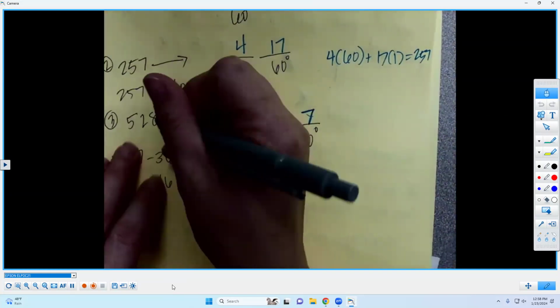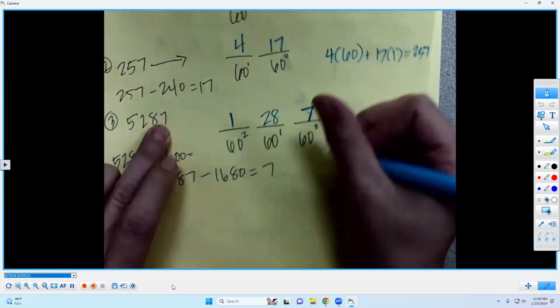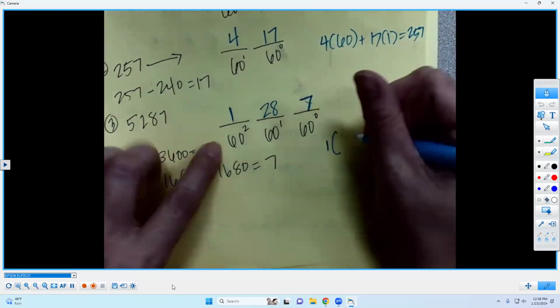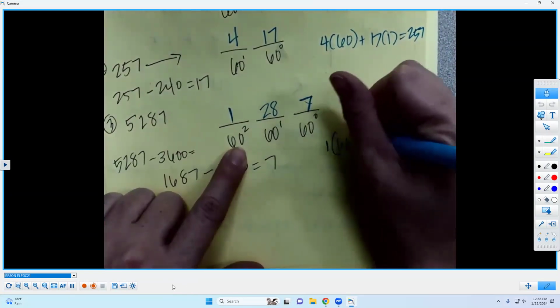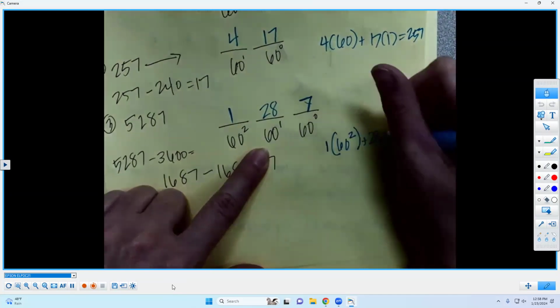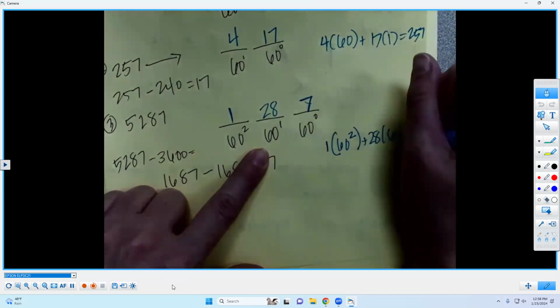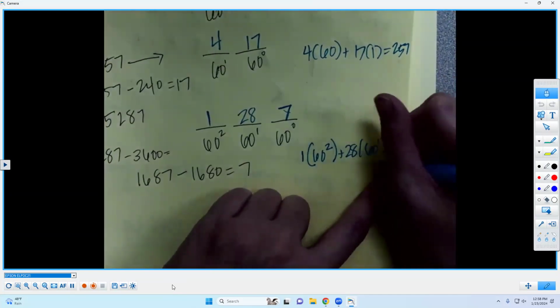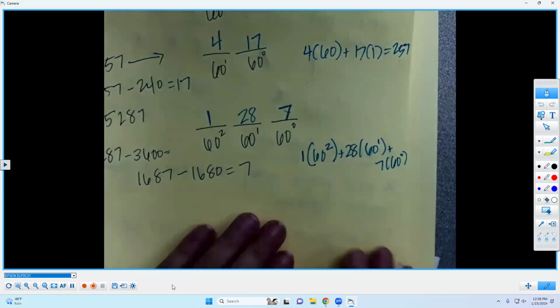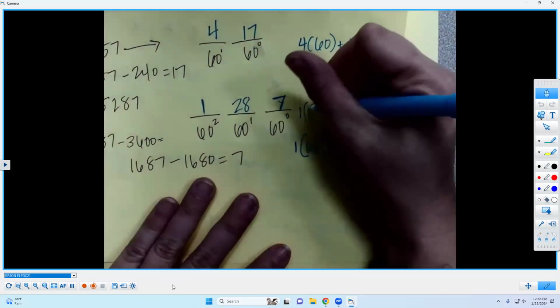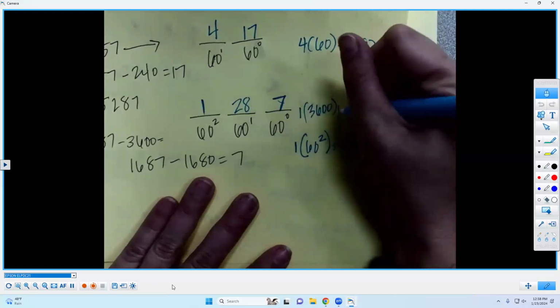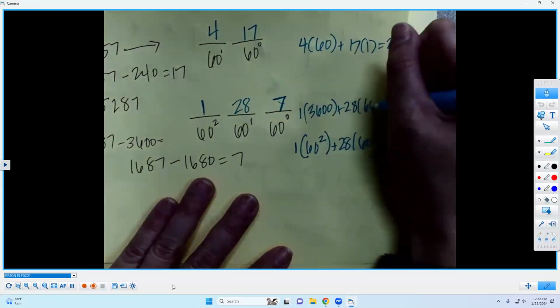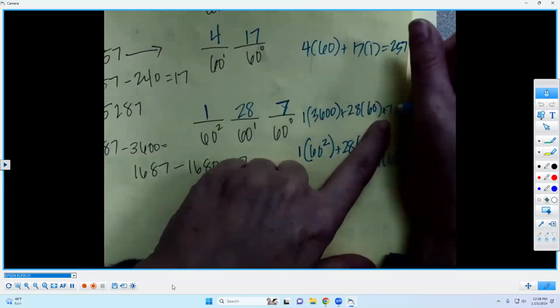So the idea is 5,287 is 1 times 60 squared plus 28 times 60 to the first power plus 7 times 60 to the 0 power. Or another way to think about it, that is 1 times 3,600 plus 28 times 60 plus 7 times 1.